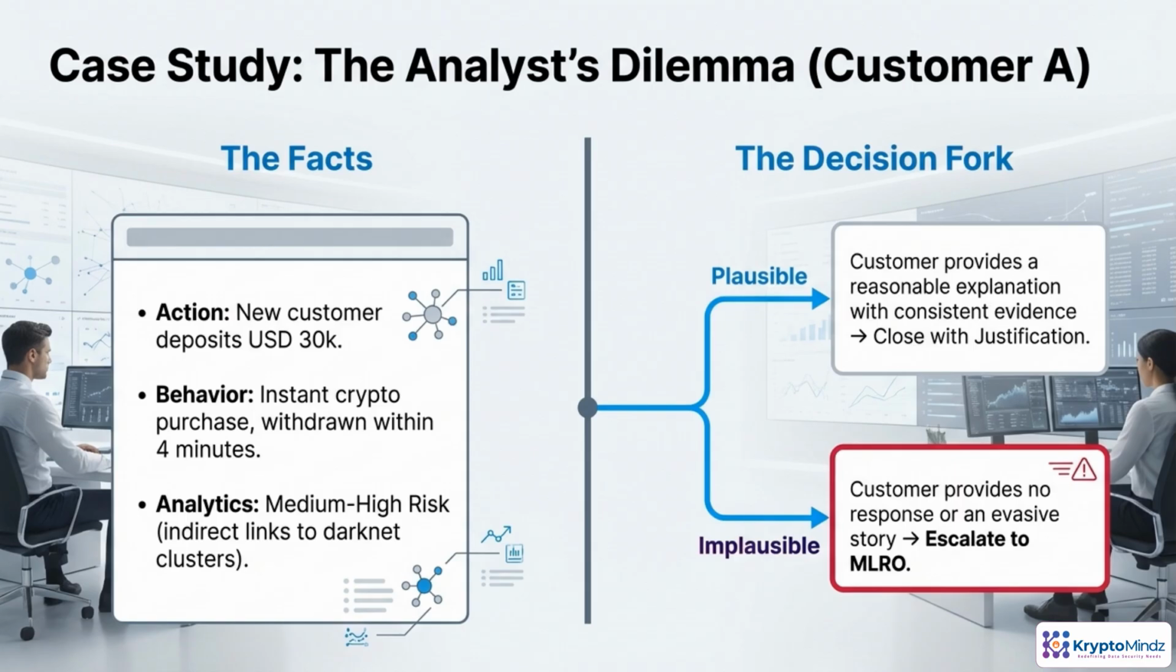Consider this scenario. A brand new customer deposits $30,000, buys crypto immediately, and withdraws everything within minutes, with analytics flagging darknet exposure. This is not a reason to panic. It's a reason to ask, can they plausibly explain this? If the explanation checks out, document your review and close the case. If it doesn't, or they can't provide one, escalate.